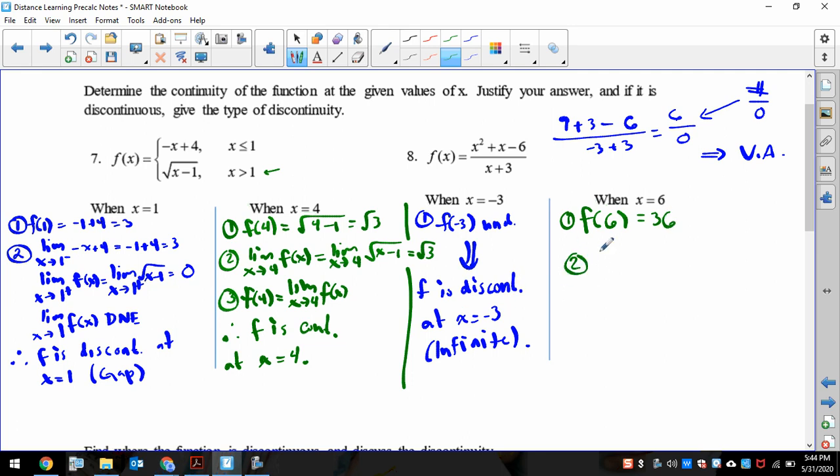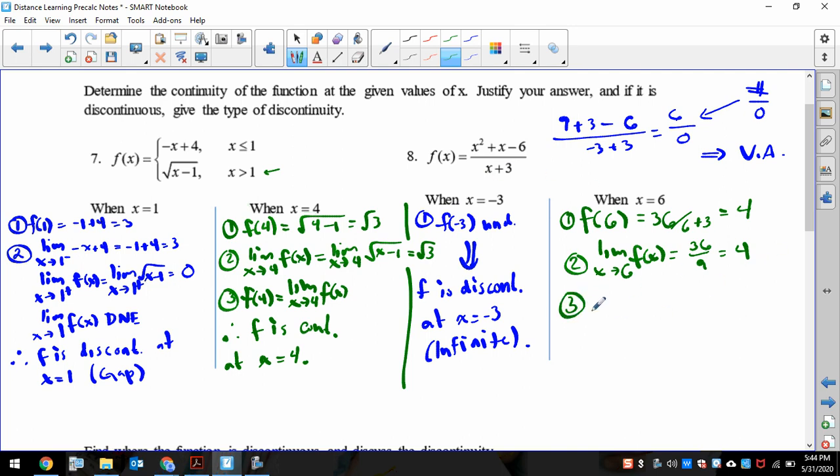And part 2, the limit as x goes to 6 of our function. It turns out if you just plug it in, 36 over 6 plus 3, which is 9. So 36 over 9 is 4. So remember, when you take a limit, you try to plug in the value. And here, if we just plug in 6, we get a number. So that is our limit.